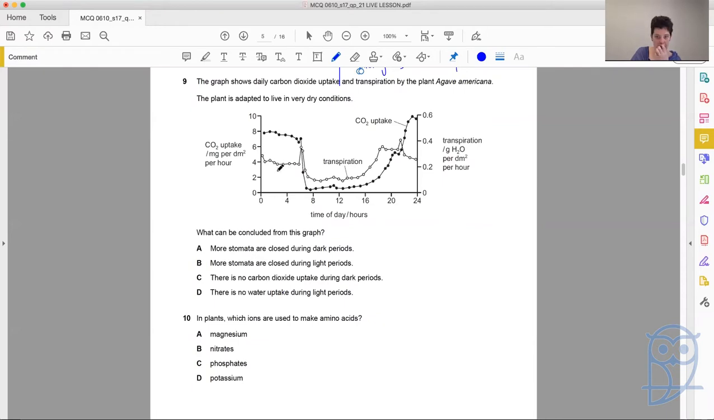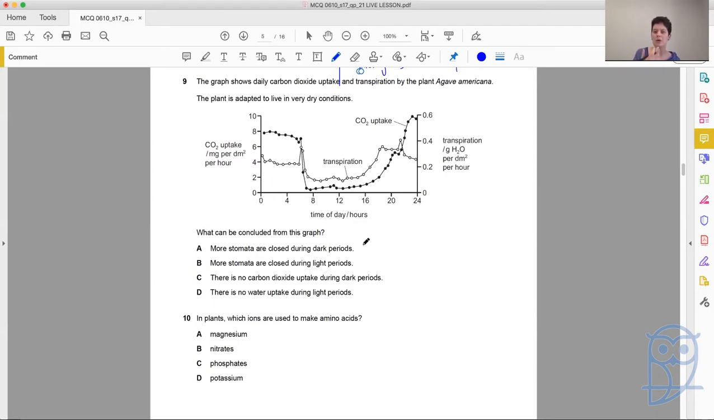Okay, so transpiration is higher at night than during the day. There is something funky going on here, because normally transpiration would be higher during the day for our plants. Okay, so what can be concluded from this graph? More stomata are closed during dark periods. Well, no, because we've just said the other way around.